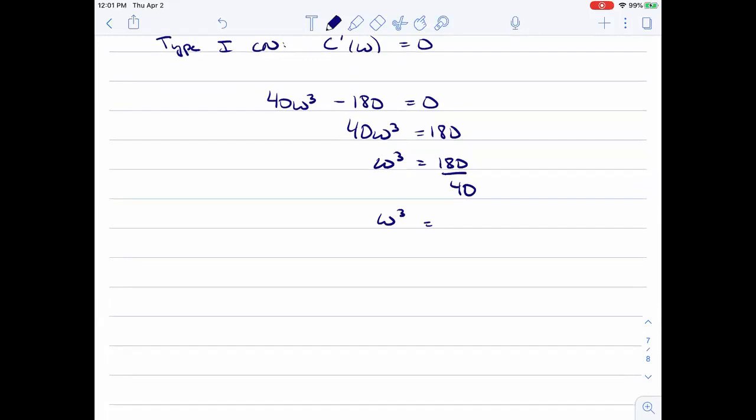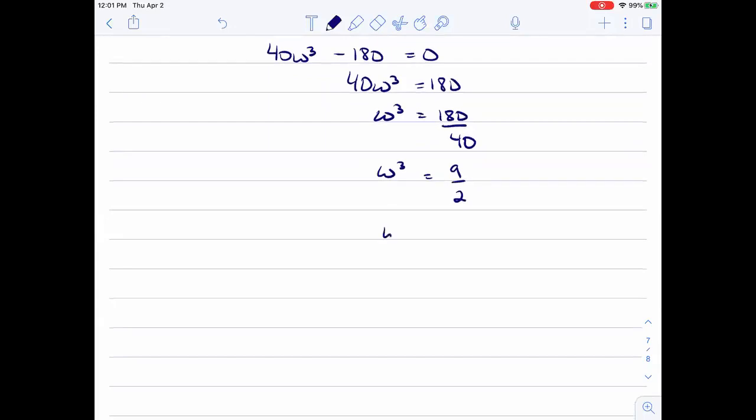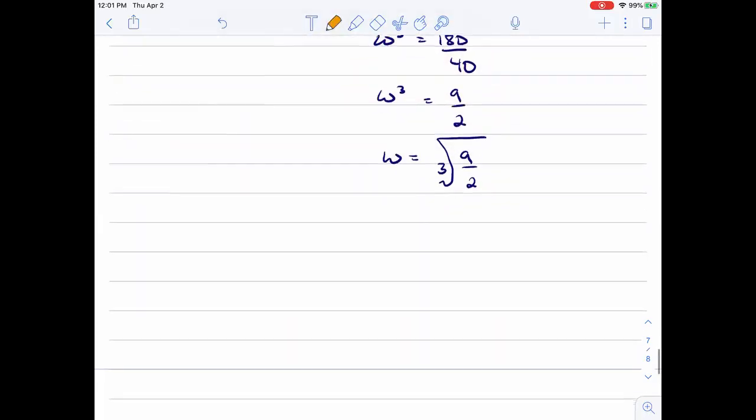Or you can leave it. Might be nice to have a calculator that just simplifies that for you, like mine does. 9 over 2. So I get w is, not plus minus, because it's the third root actually, so we don't need it. The third root preserves the negative. So we get the third root of 9 over 2. This is our type 1 critical number.